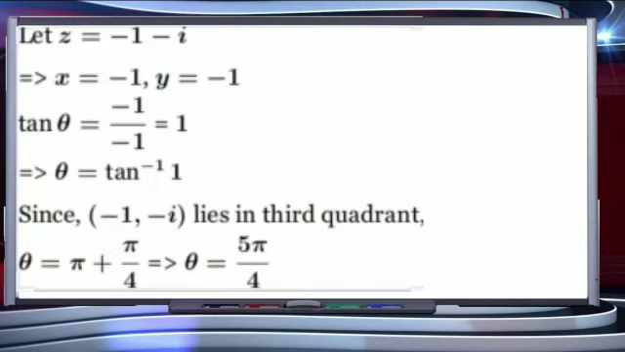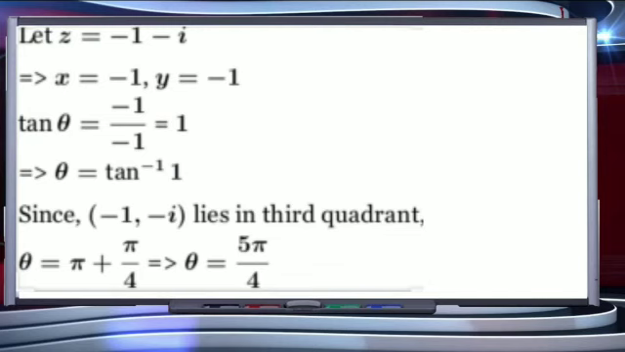Now let us understand how to find the argument of a complex number with the help of an example. Suppose our complex number z is given by minus 1 minus iota. First we compare it with x plus iota y. Clearly x is equal to minus 1 and y is also equal to minus 1. So tan theta, that is imaginary part over real part, will be equal to 1. And students, tan takes the value 1 at pi by 4.